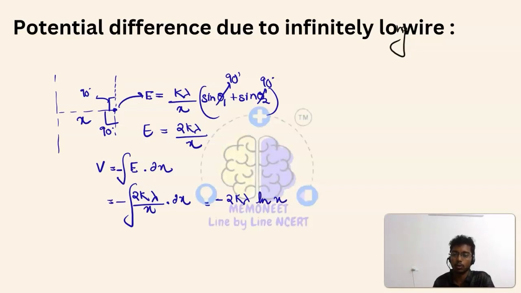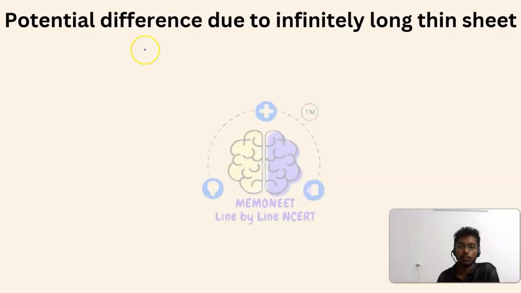Okay, so if we take it from x1 to x2, we have x1 here and x2 here. The final expression is 2kλ ln(x2/x1). So this is how we can write the potential difference due to the long wire. Now, the potential difference due to an infinitely long sheet.